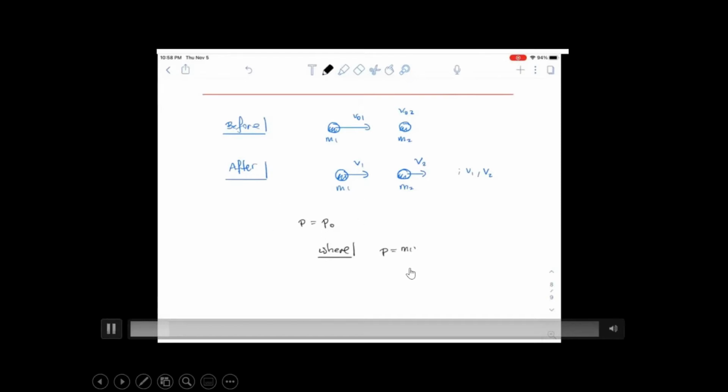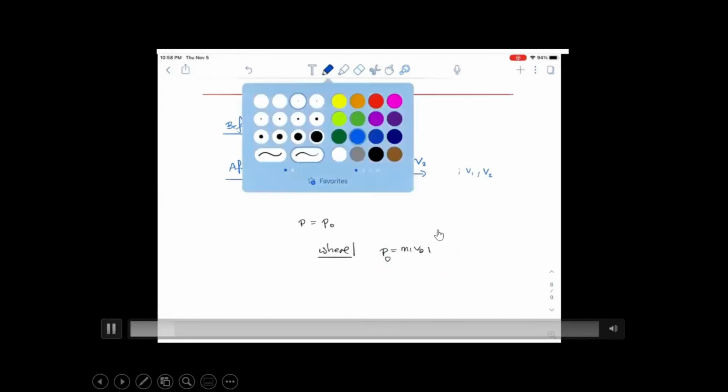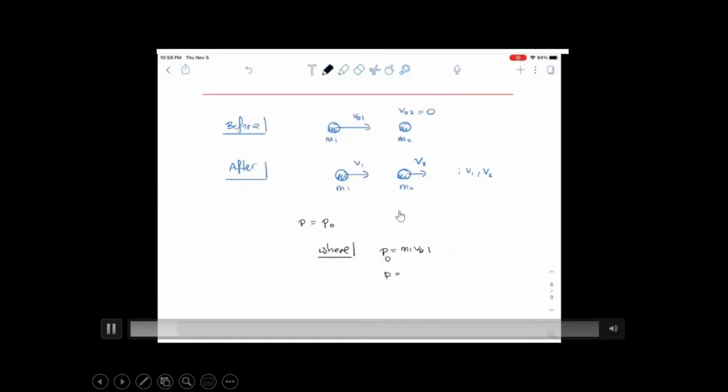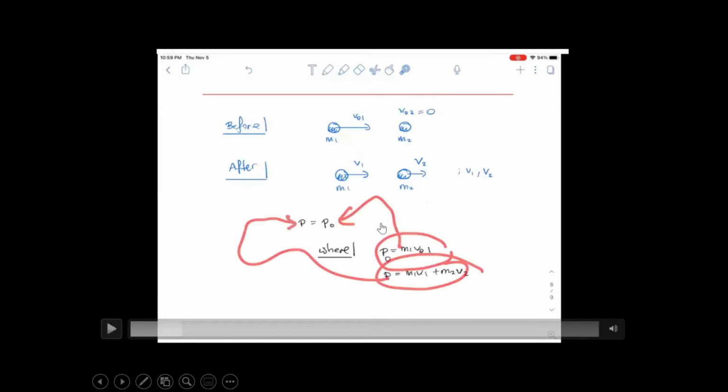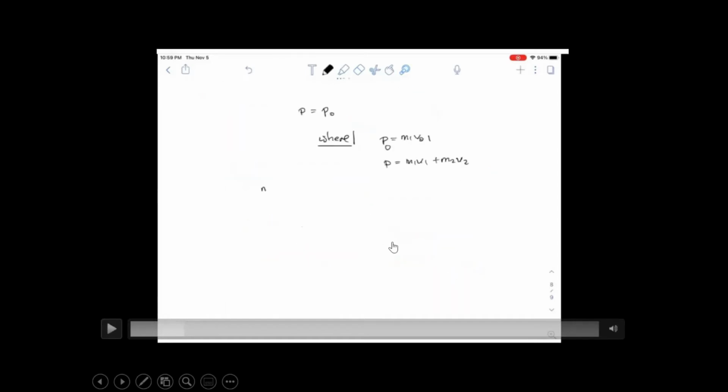So initial momentum: you're looking at the total momentum of the system. The system is composed of two masses. Only the first one is moving, the second one is not moving. So the initial momentum is composed of the first mass moving at this speed. The second mass is not moving, so it's not going to have any momentum. The final momentum is composed of both masses moving, so add up the momenta of each and every single mass. Total momentum before and after collision is going to be the same. So momentum is conserved, and we end up getting an equation like that.